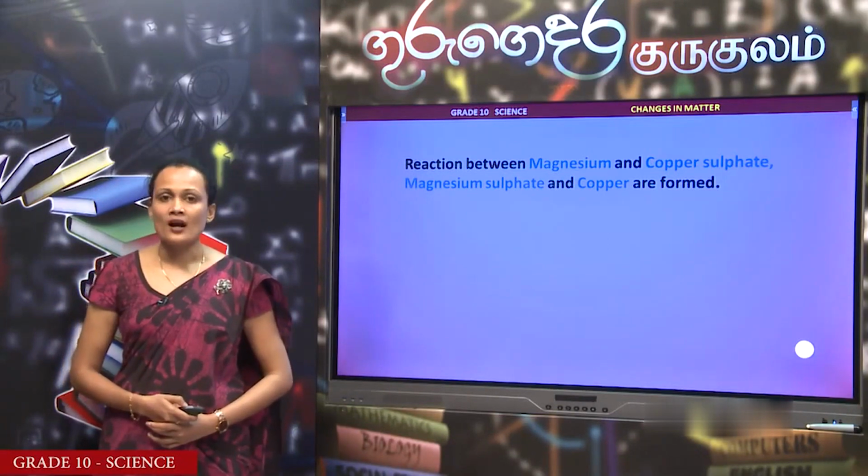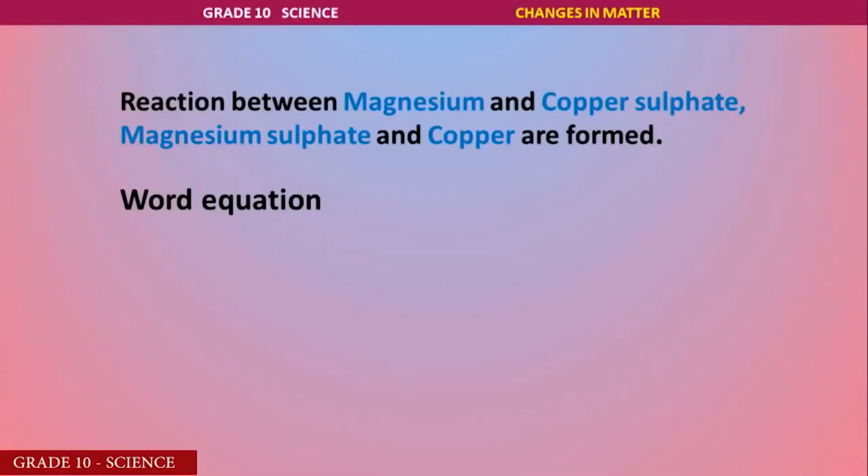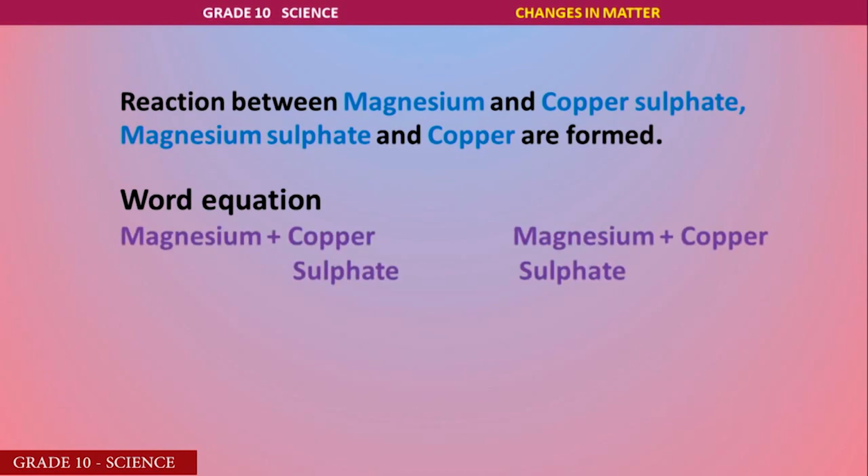Now let's see how to write the word equation and the chemical equation. Magnesium and copper sulfate are the reactants, and magnesium sulfate and copper are the products. So when we are writing the word equation, magnesium and copper sulfate are written on the left side, and magnesium sulfate and copper, the products, are written on the right side. Then we use the arrow to represent the direction of the reaction.